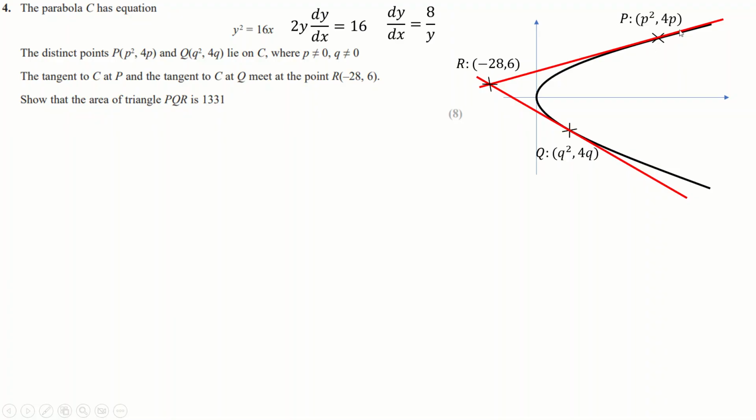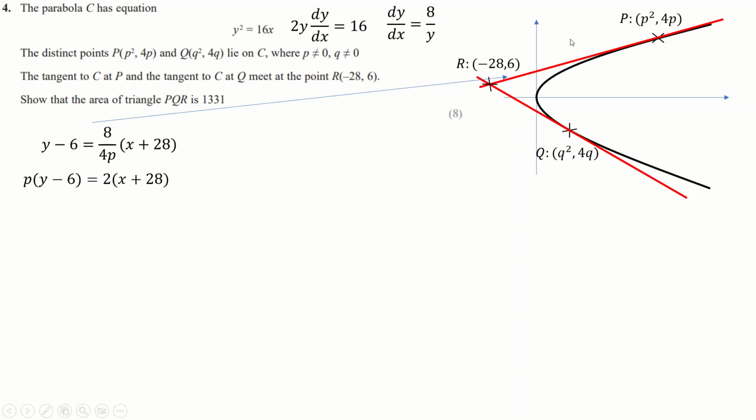And so the gradient of this line is just what happens when I substitute in 4p into there. 8 over 4p is just 2 over p. So the gradient of this line is 2 over p, or just this. And then we can also substitute, this is just y minus y1 equals m times x minus x1. So I think that's the equation of this line. I can, of course, do a little bit more sorting out with that. Times by p, divide those two to make a 2.